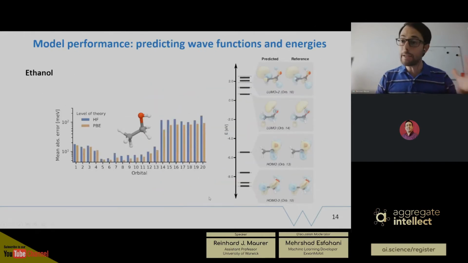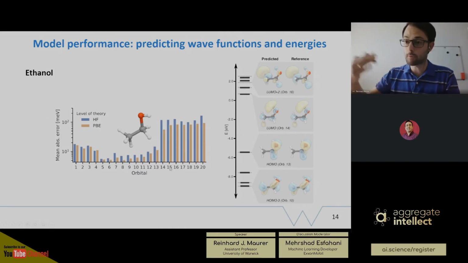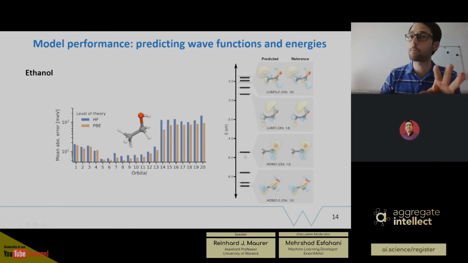And so when we look at the model performance, it's actually quite nice. So for the ethanol molecule, what you see here is the mean absolute error on the test set for the energy levels, so the molecular orbital energies. And these are the corresponding molecular wave functions. HOMO here means highest occupied molecular orbital, LUMO lowest unoccupied. So these would be the ones populated with electrons. These would be the ones not populated by electrons. And we can see that we're doing slightly better for the ones that should be populated.